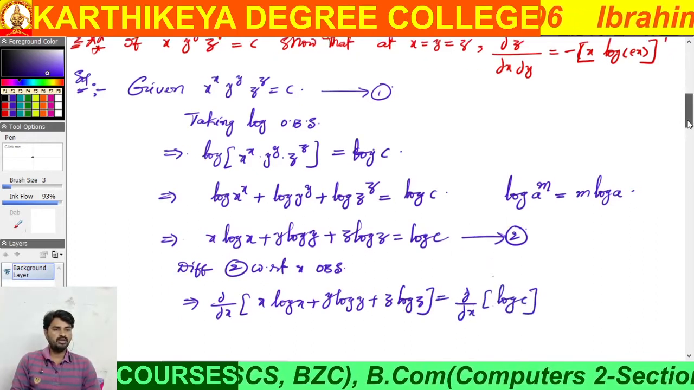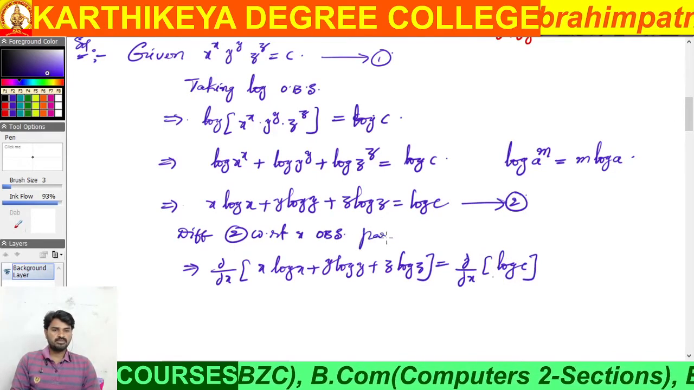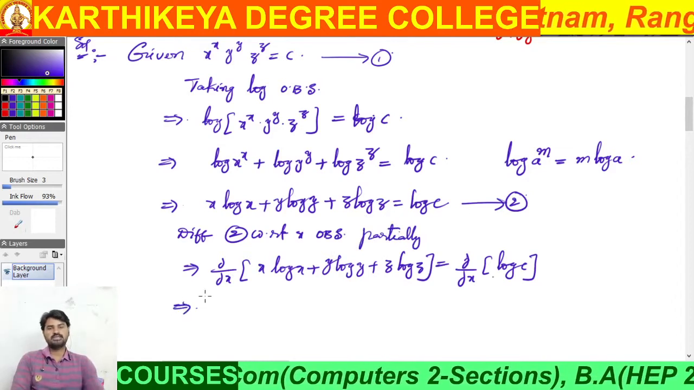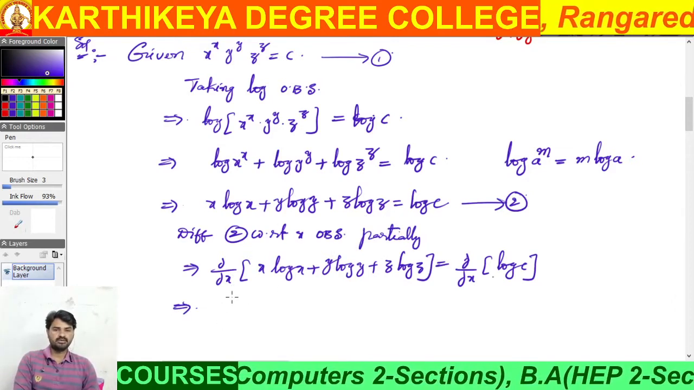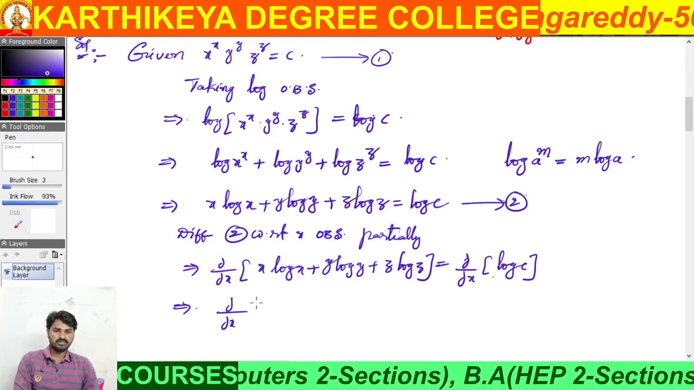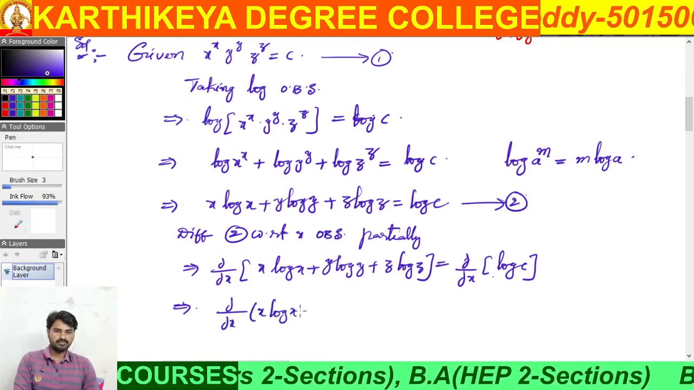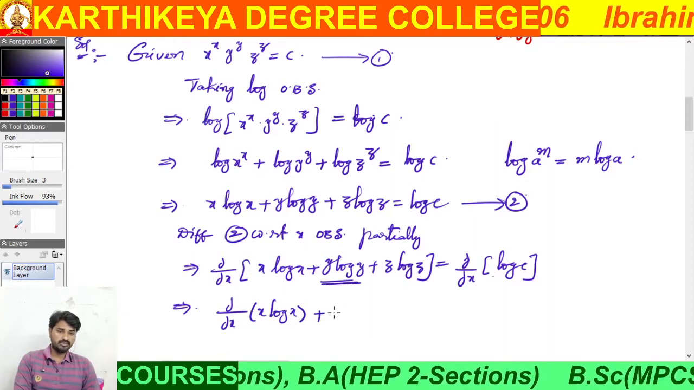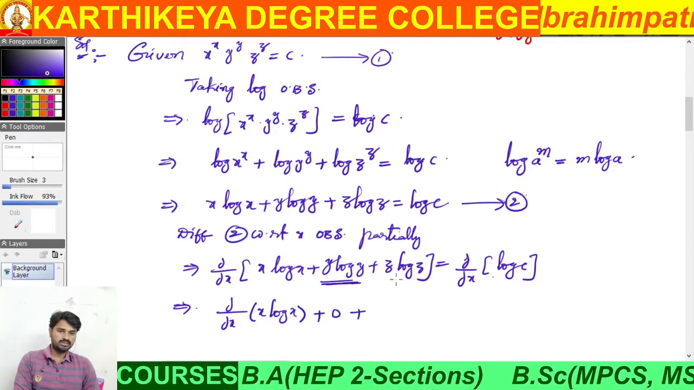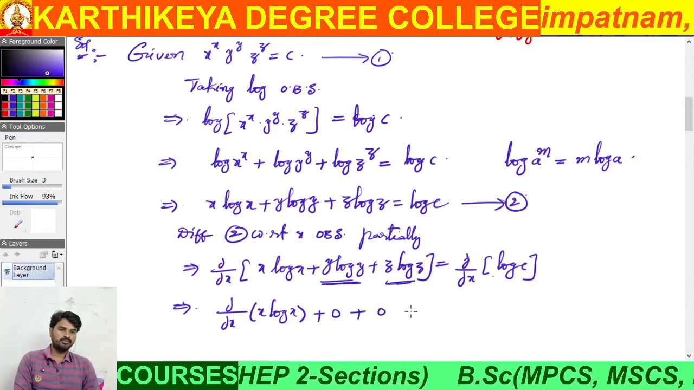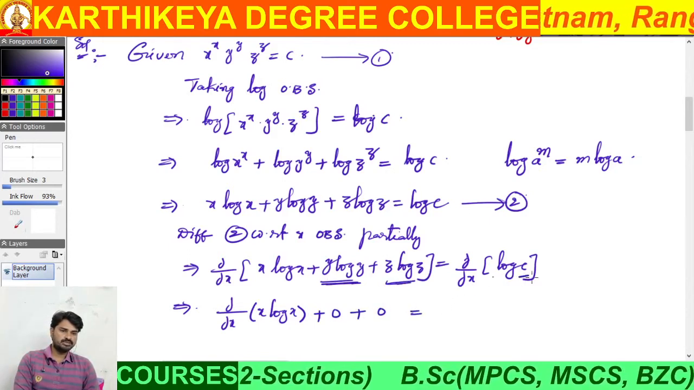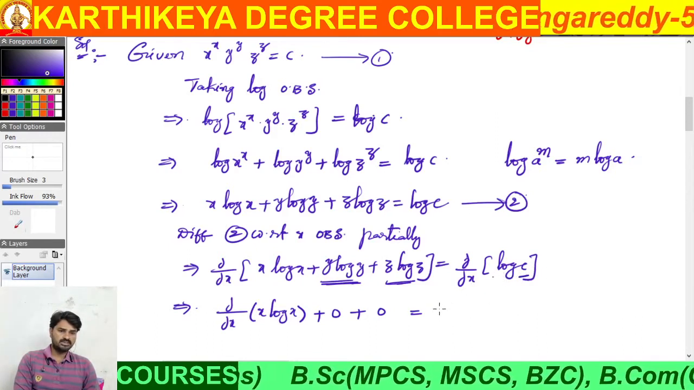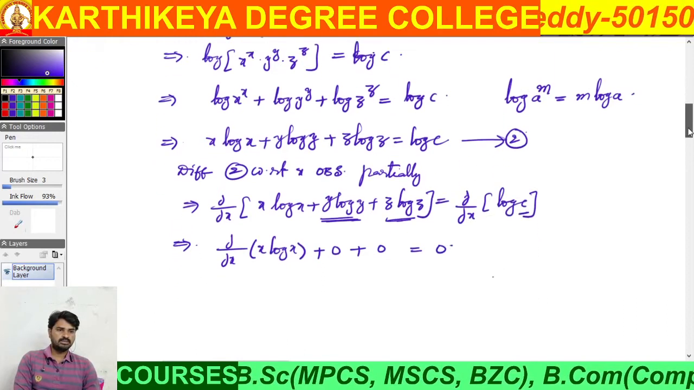So here you have to observe that this is partial differentiation. Here the variable is x, and others are treated as constants. Now if you split dou by dou x of x into log x, in this one there is no constant, the derivative of this one is 0. Here also the derivative of this one is 0. Now for the derivative of this one, there is no x value in log c, so this is also 0.